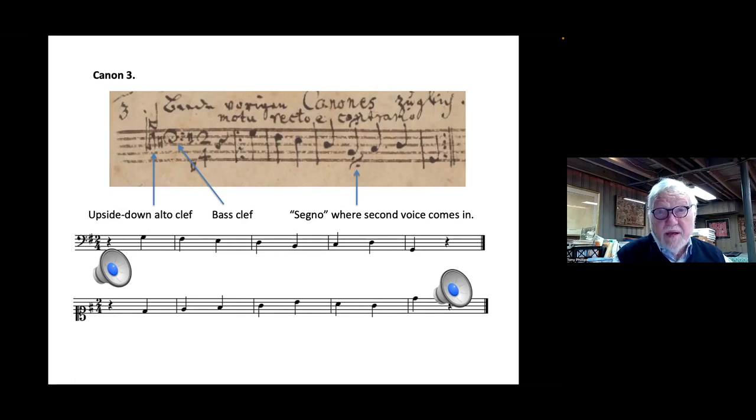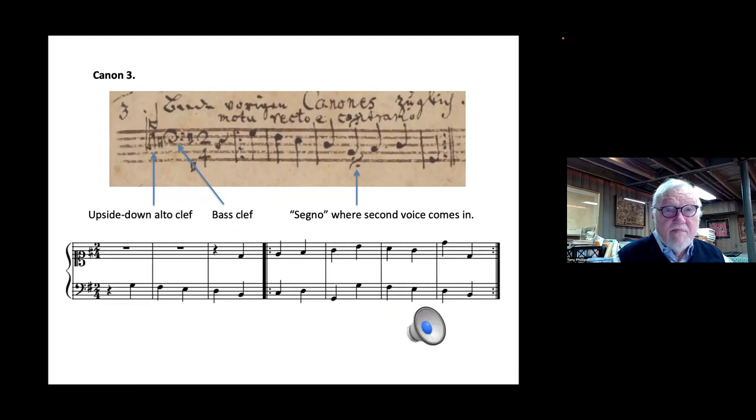Also, you'll see a little mark that looks like a percent sign. This is called a segno, and it tells you where the second voice comes in the canon. So again, we have our principal voice. And we also have the second voice played with the alto clef. Right, so those are the two ingredients. And here's how Bach puts them together. So again, you get the introductory measures and the steady state that's cycling around and around.